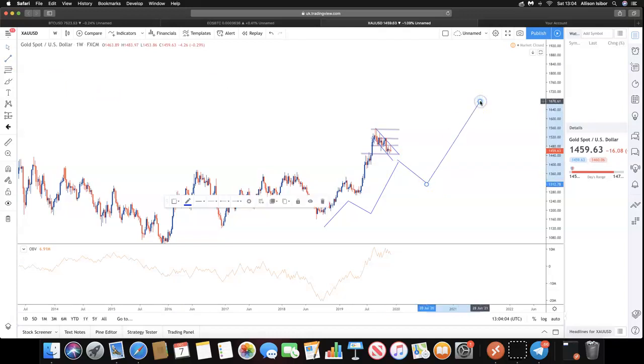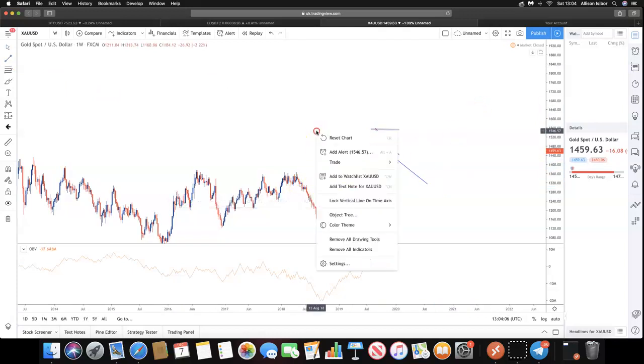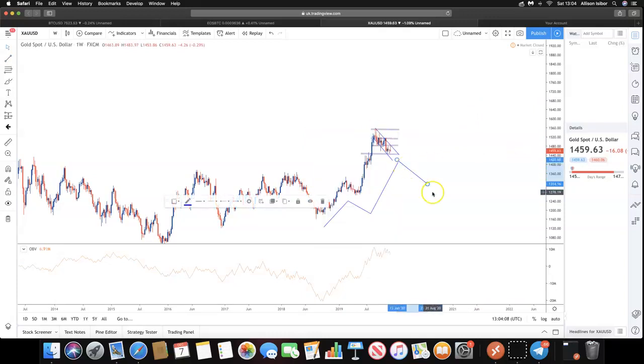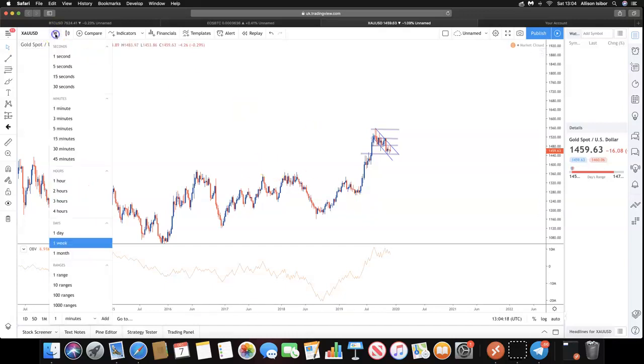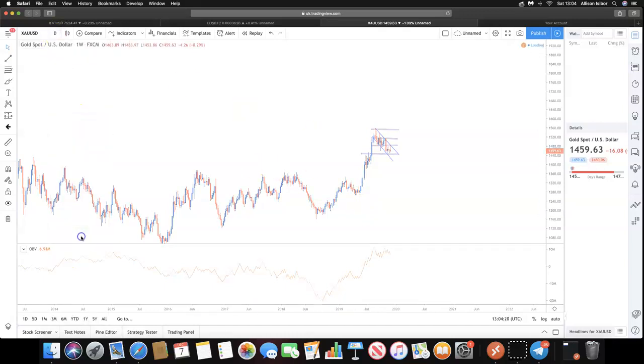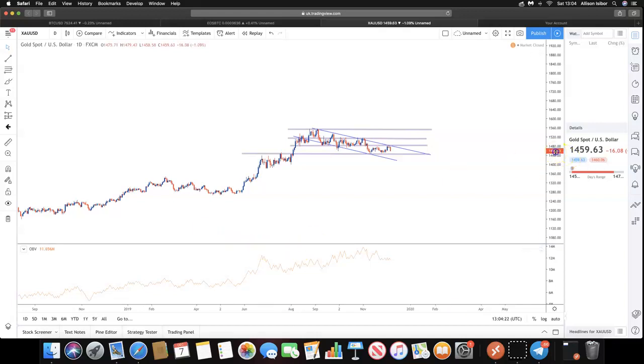That's what I am expecting to happen. Just to show you that gold is making higher highs, so gold is in an uptrend, basically speaking. But at the moment, we have been trading the retracement for quite some time. So I'll go back to the daily chart and show you what I already have here.